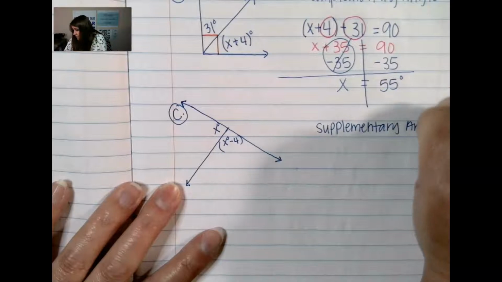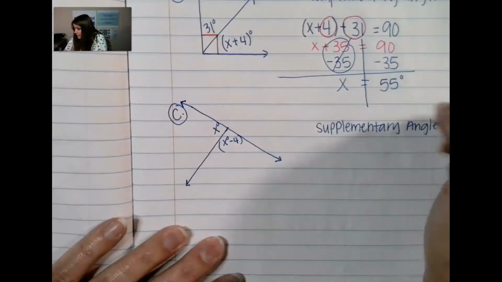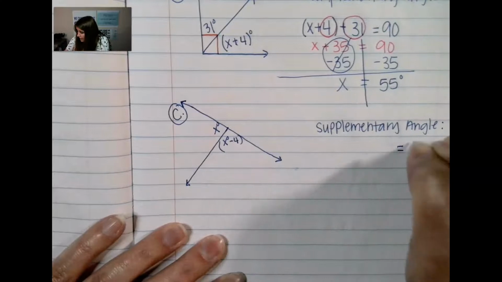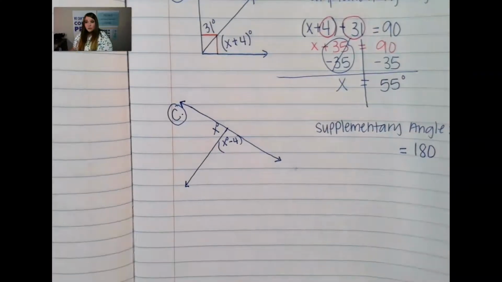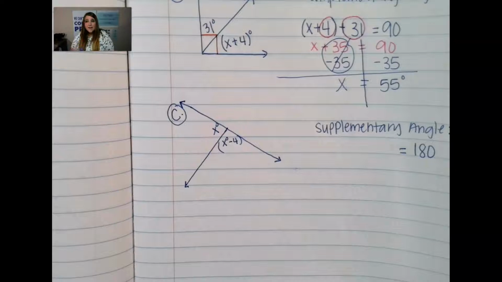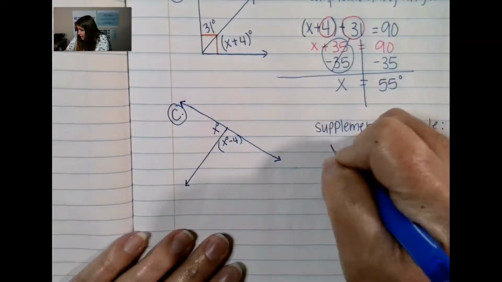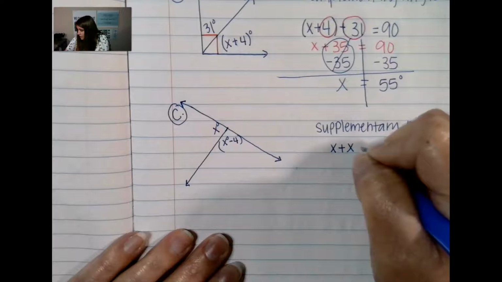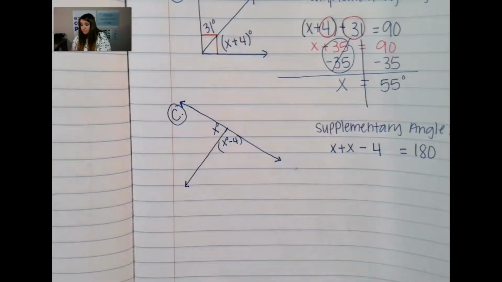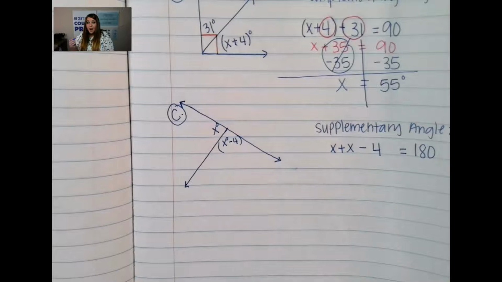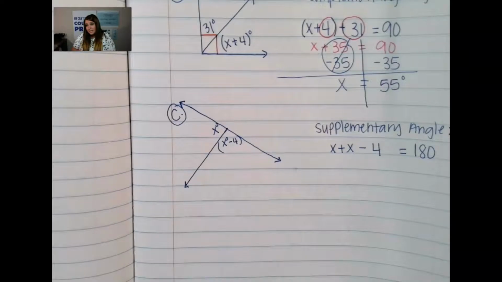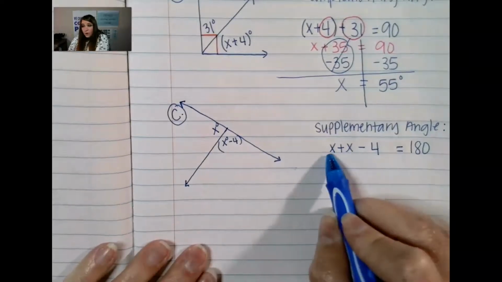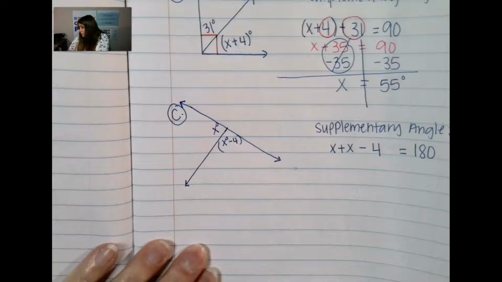So I have a supplementary angle. And in this supplementary angle, I know that it is going to total 180 degrees. So now what I have here is x plus x minus 4. So I am going to combine the things that are the same. Well, I have 2 x's, right? We know that we have 2 x's here.